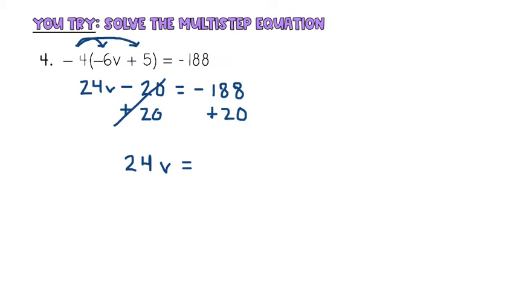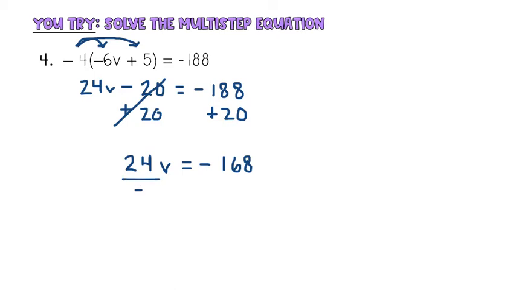These are different signs, so I know my numbers are going to subtract. So 188 minus 20 is equal to 168. And I'm going to keep the sign of whatever number was bigger. So I have more negatives, so my answer is going to stay negative. 24 times v equals negative 168.